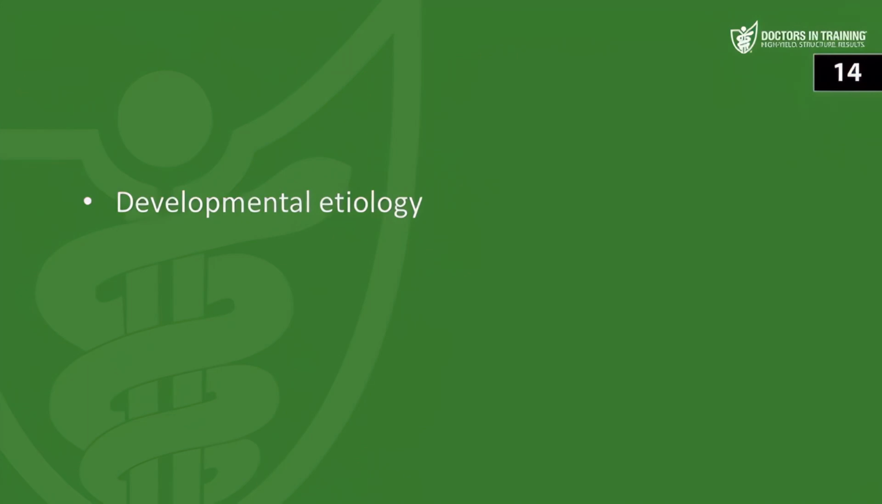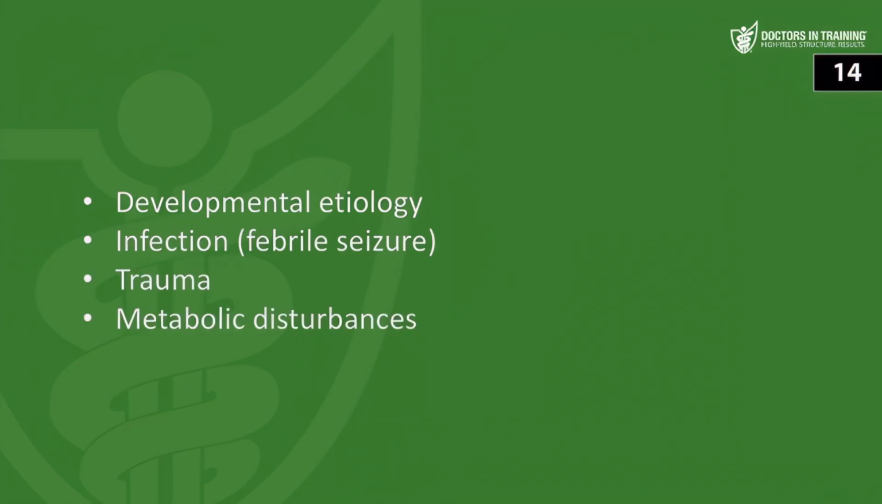Next question. What are the most common causes of seizures in children? In children, a developmental etiology is most common. Other pediatric causes include infections, febrile seizures, trauma, and metabolic causes.